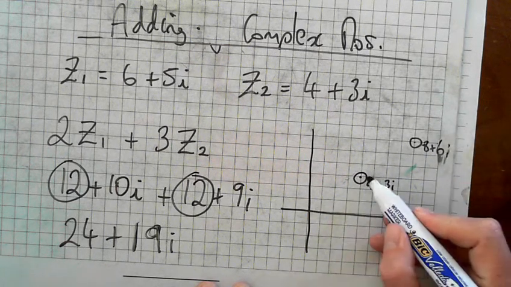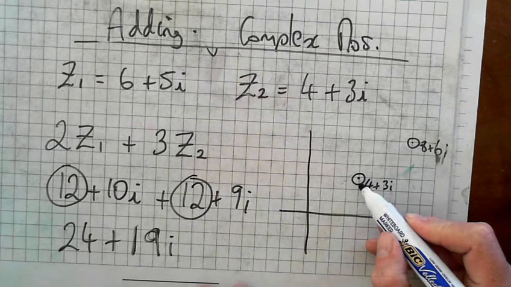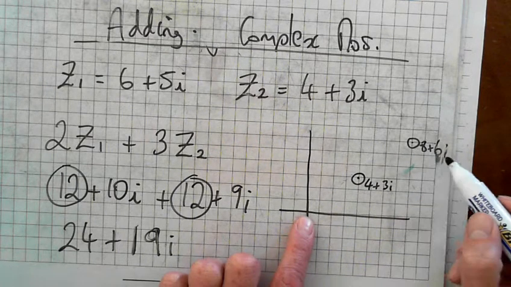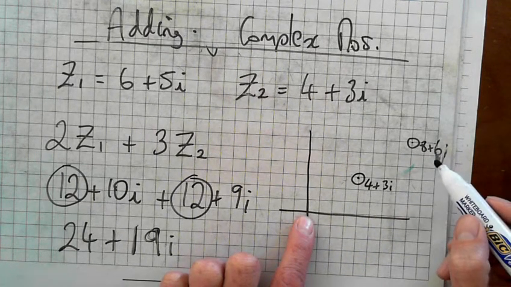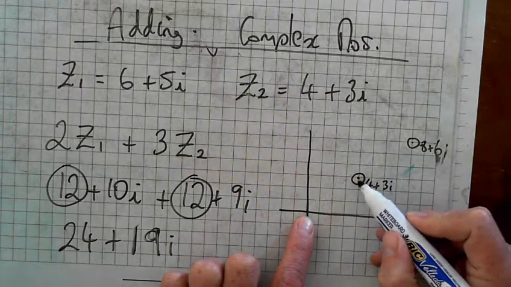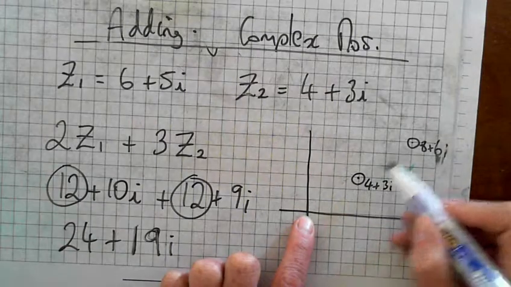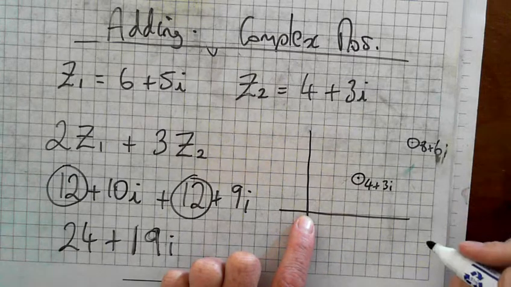So what happens when you double the complex number, multiply it by 2? You get further away from the center. What happens if I multiply this one by 3? I'll be 3 times further away.